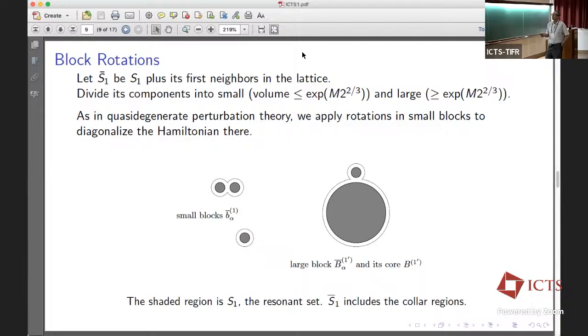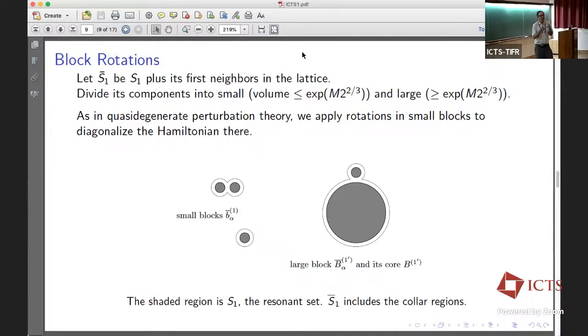Now we need to talk a little bit about those regions where we didn't do these Schrieffer-Wolff rotations. Sometimes I call these resonant blocks or just blocks. So what we do is we expand the initial resonance set by including its first neighbor. And later on, this collar neighborhood, if you will, is going to become larger. But initially, we just add one site, and we divide its components into small and large blocks. So these blocks, you see, have a scale unto themselves. Basically, their diameter gives you a scale.